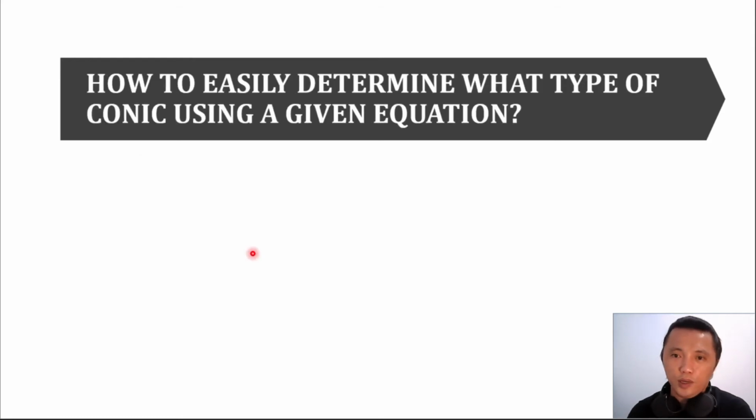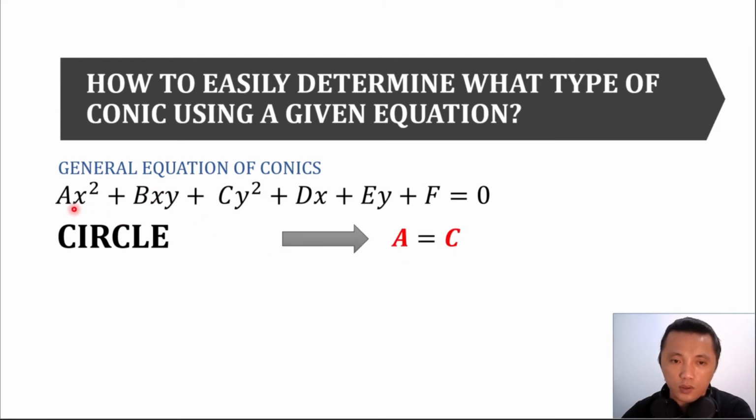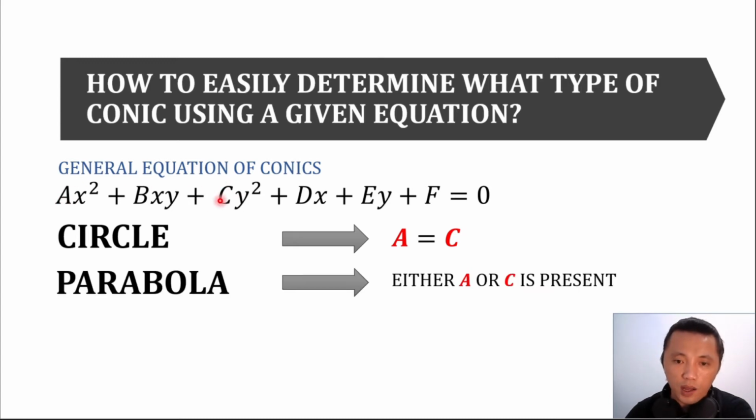So how do we easily determine what type of conic using a given equation? The general equation of conics is ax squared plus bxy plus cy squared plus dx plus ey plus f equals 0. Again, some books only use plus by squared, so they disregard the term with xy. For a circle, a is equal to c. So if the coefficients of x squared and y squared are the same, that's a circle automatically. For a parabola, either a or c is present. If it's just x squared, that might be a parabola. If it's just y squared, it might be a parabola also.